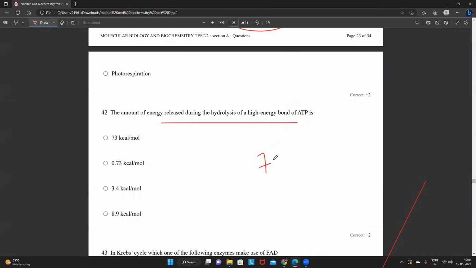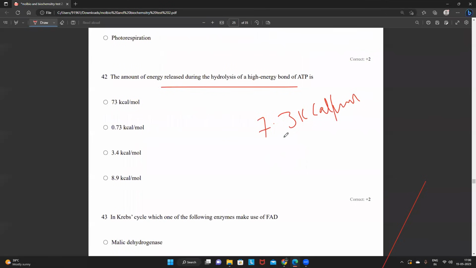The amount of energy released during the high energy bond of ATP. We have studied now, friends, 7.3 kilocalorie per mole, I told you. But in the given options, there is no 7.3. So which is very near to that? Near to that is 8.9. And some people have chosen 73 kilocalorie. That is wrong. It is 7.3, not 73. And it is not 0.73 also.